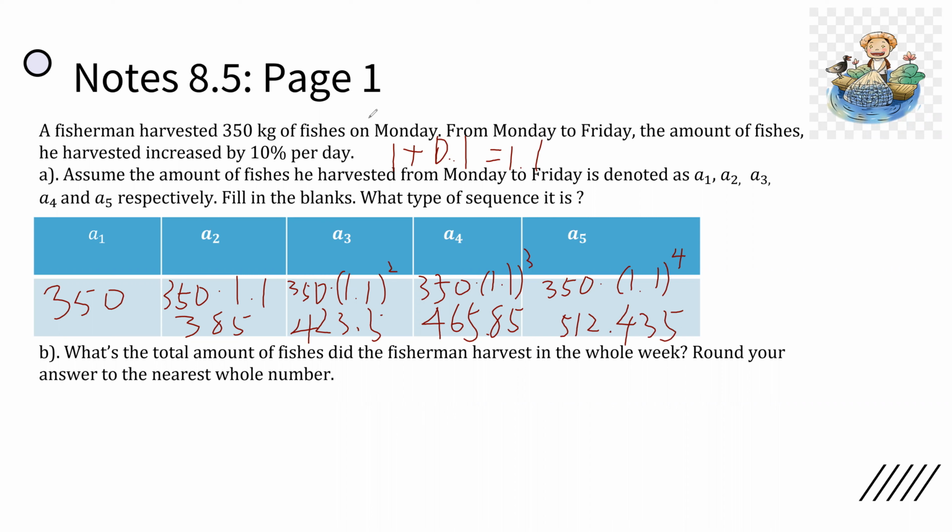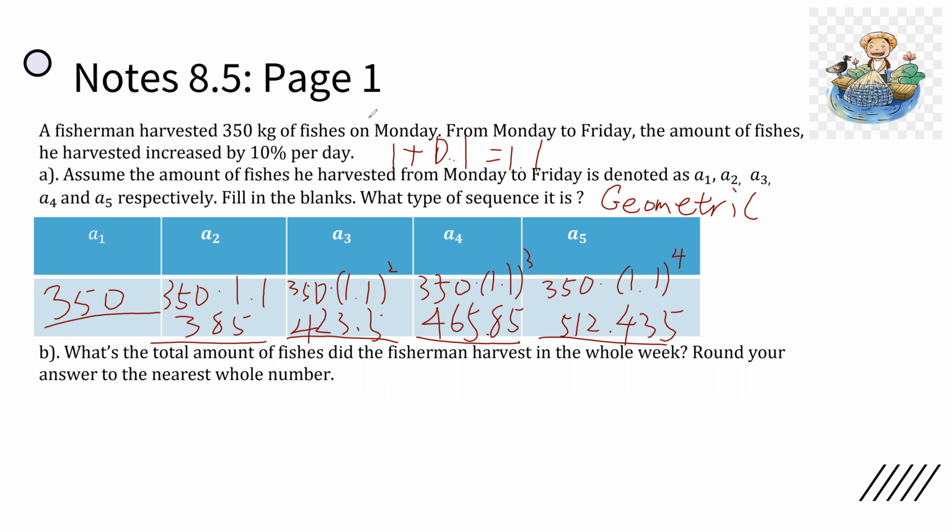512.435. So if you take a look at those 5 numbers, you can find that there is a constant multiplier, or we call it the common ratio. So that would be a geometric sequence. This sequence, which represents the amount of fishes he harvested from Monday to Friday, generates a geometric sequence.